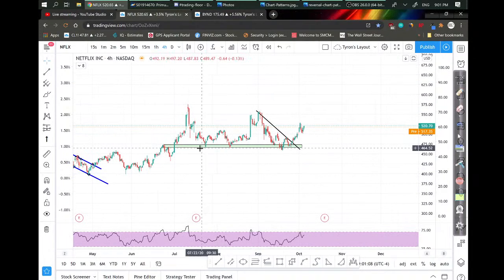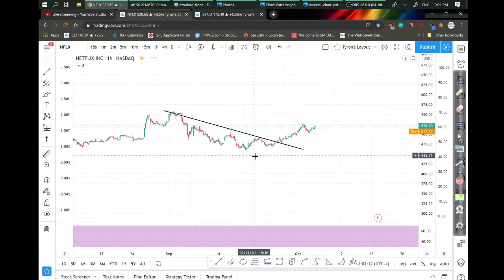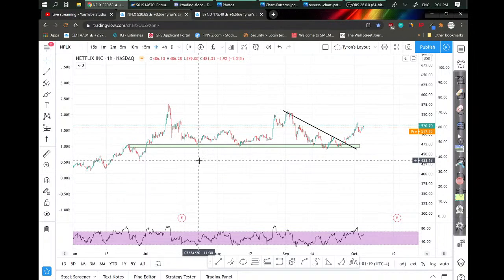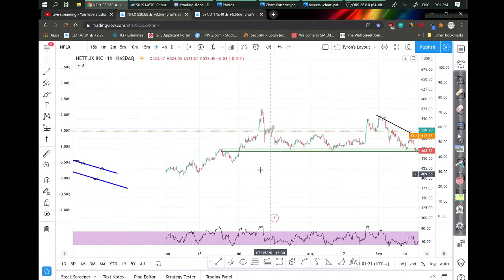So this is a double bottom, right? This is a double bottom. You see that on a bigger time frame, you can spot these things. In fact, it's a triple bottom, quadruple bottom, right? This is a very big supply demand zone for Netflix, right? You can see that.